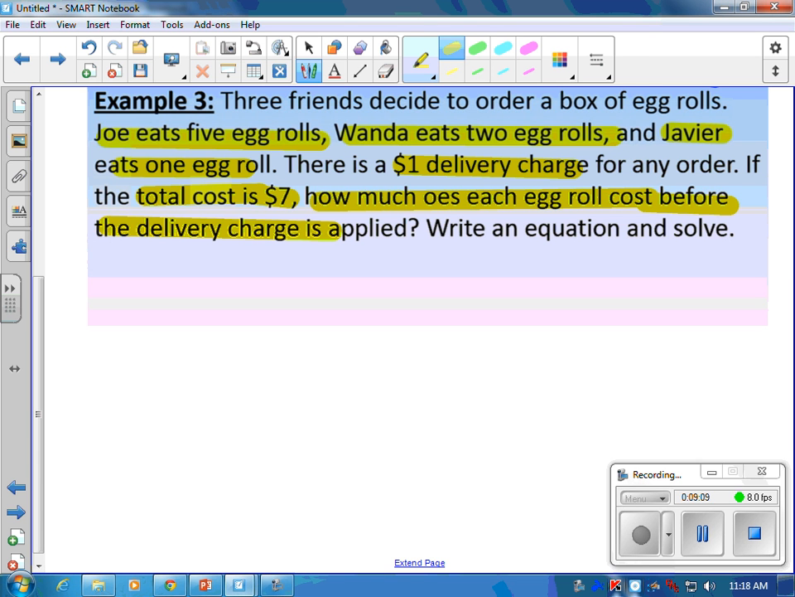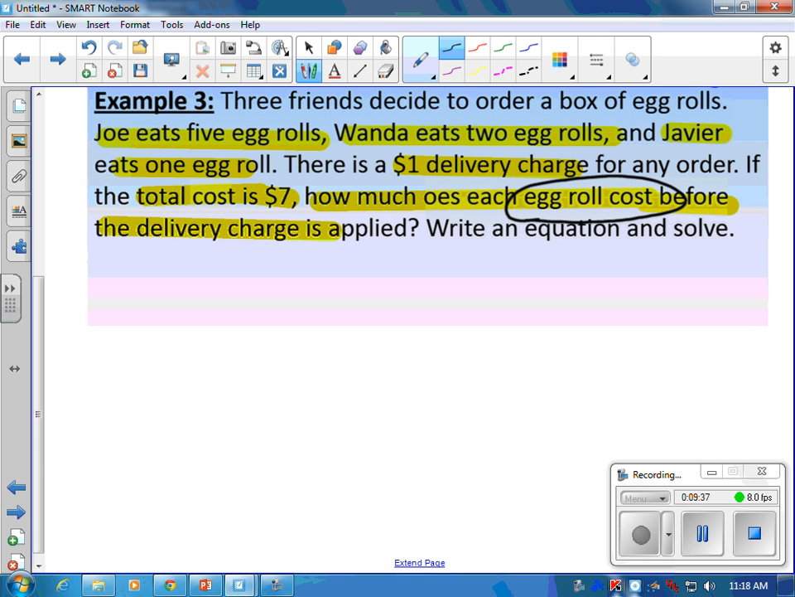So we're going to write an equation. I need a variable. What is my variable going to represent in this problem? Jason? So we just want to make sure we're being very specific. We know that we're talking about egg rolls, and in this problem, I am trying to find the cost of each egg roll. Be specific.